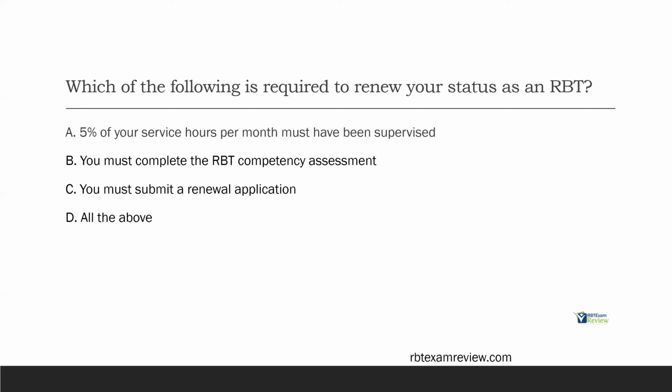So whatever company you work for should have something in place to help you with this, either a tracking system or a manual tracking system. They should have something set up, because this is their requirement as an RBT. You have to get 5% of your hours supervised. So if you work 100 hours, you need 5 hours of supervision.